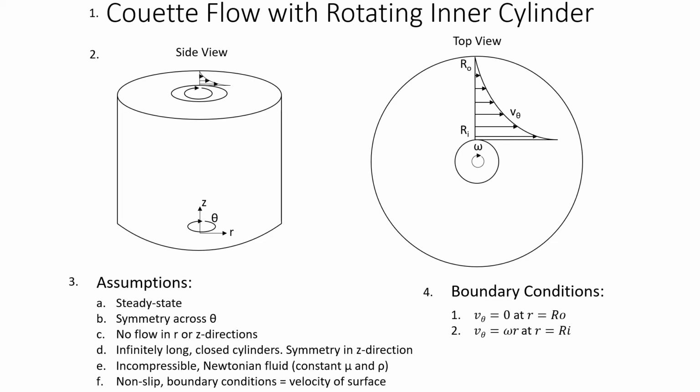We're also assuming that the fluid being used is incompressible and Newtonian, so we can use the Navier-Stokes in this system. And we're using the no-slip conditions to get the boundary conditions, which will be the velocity of theta is 0 at r0, and the velocity of theta is omega times the radius at r initial.